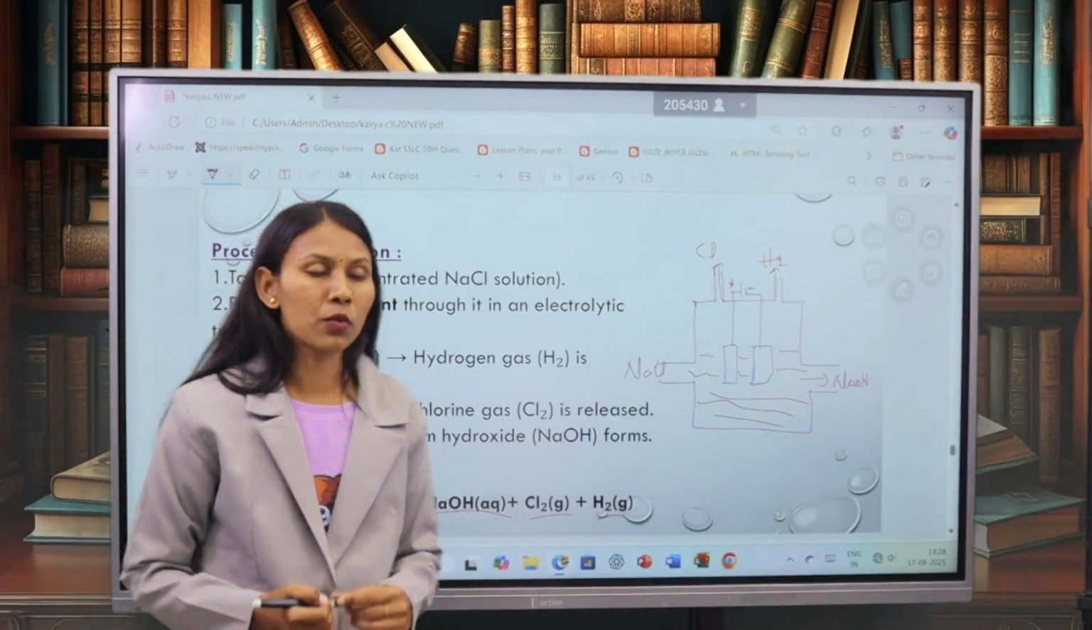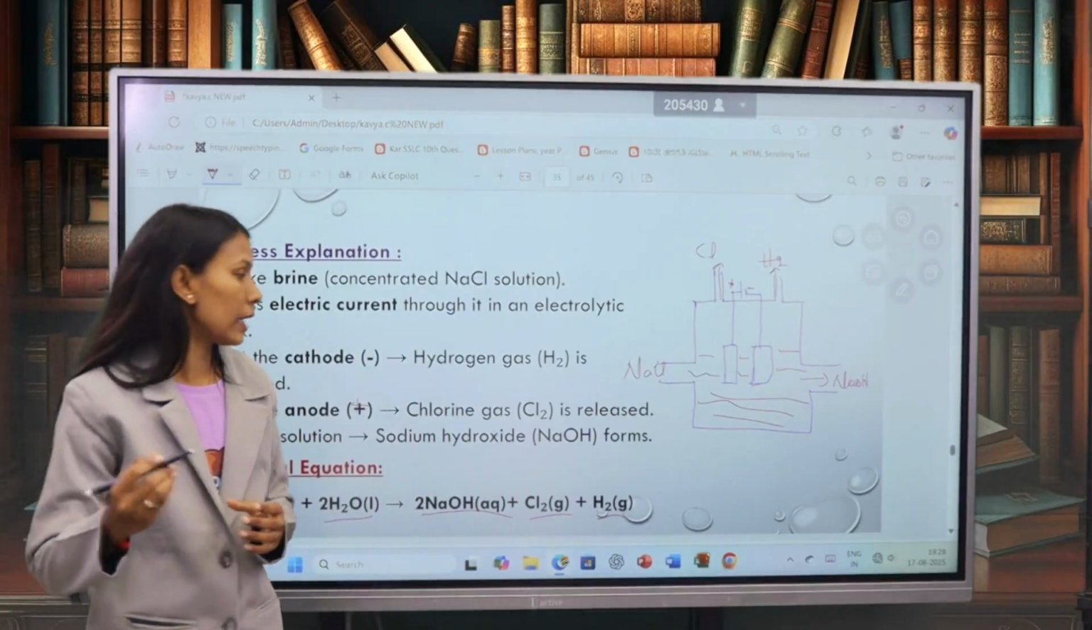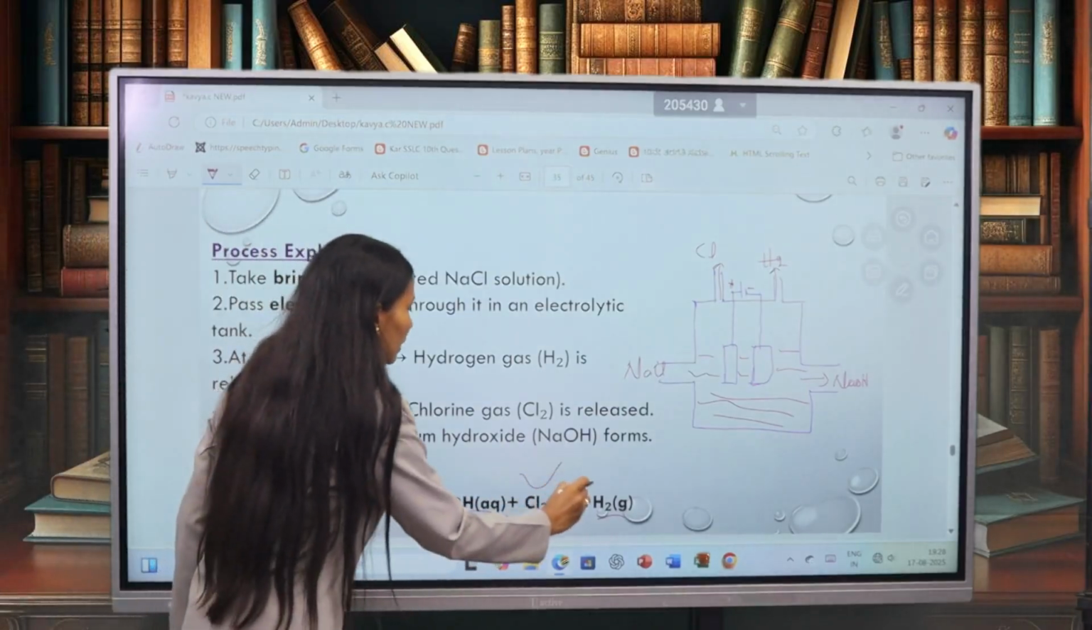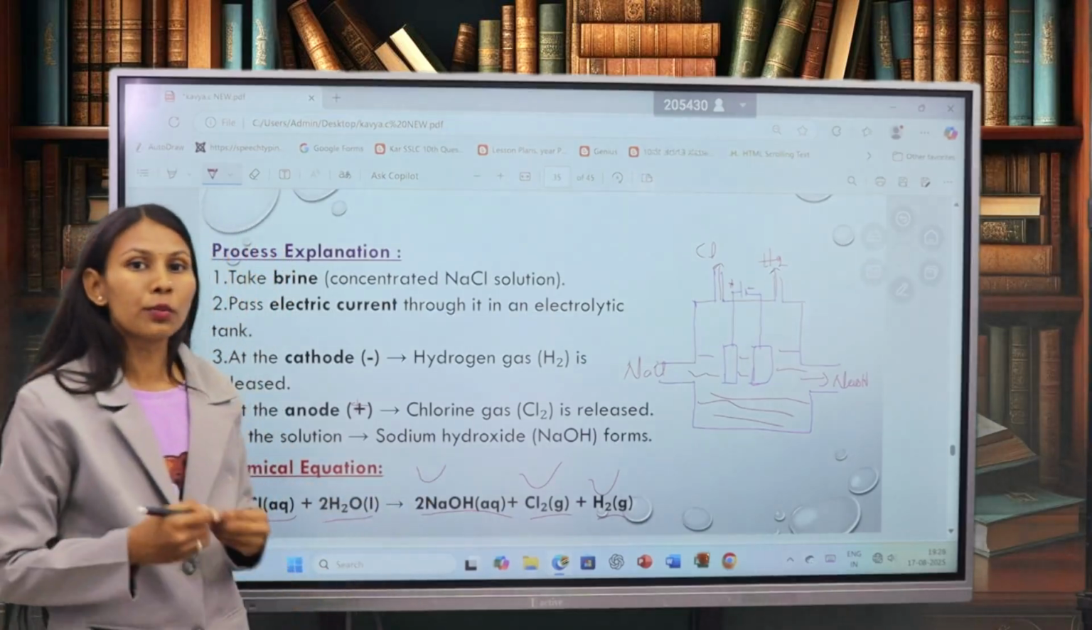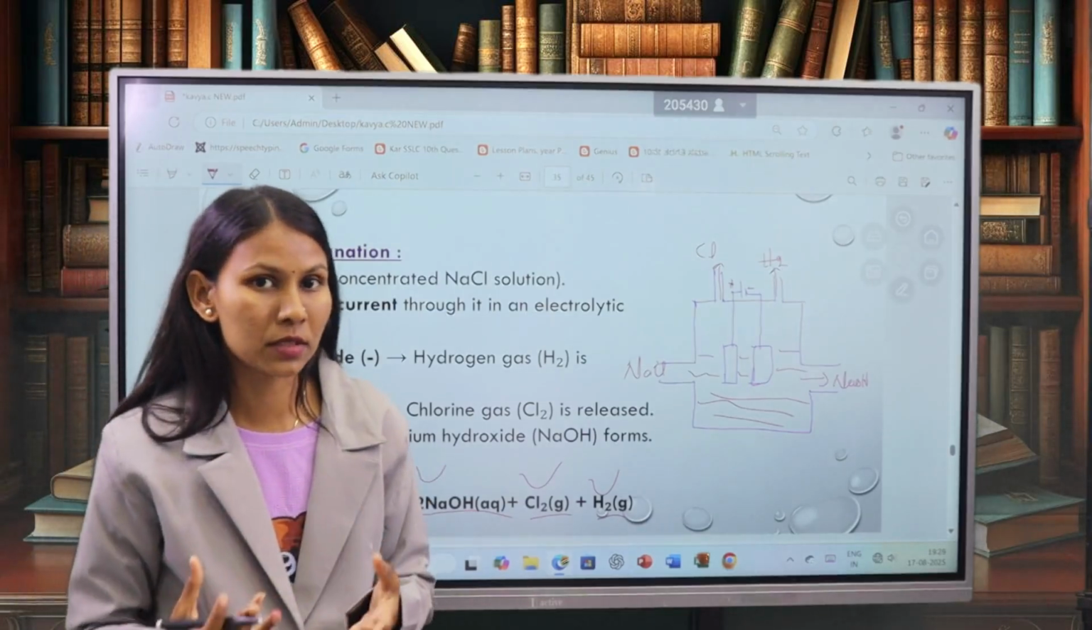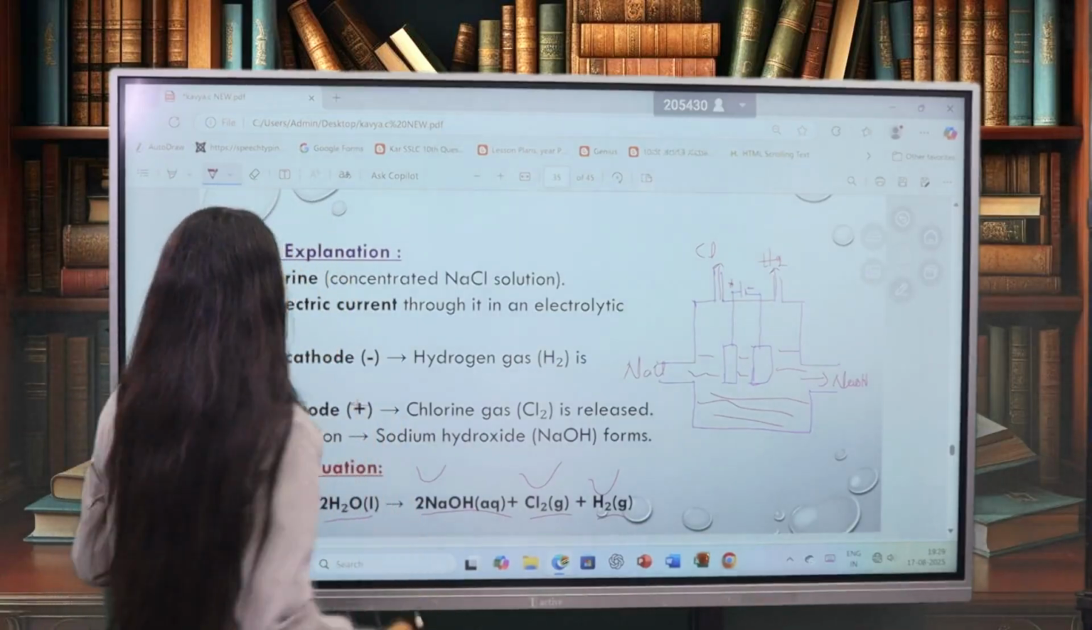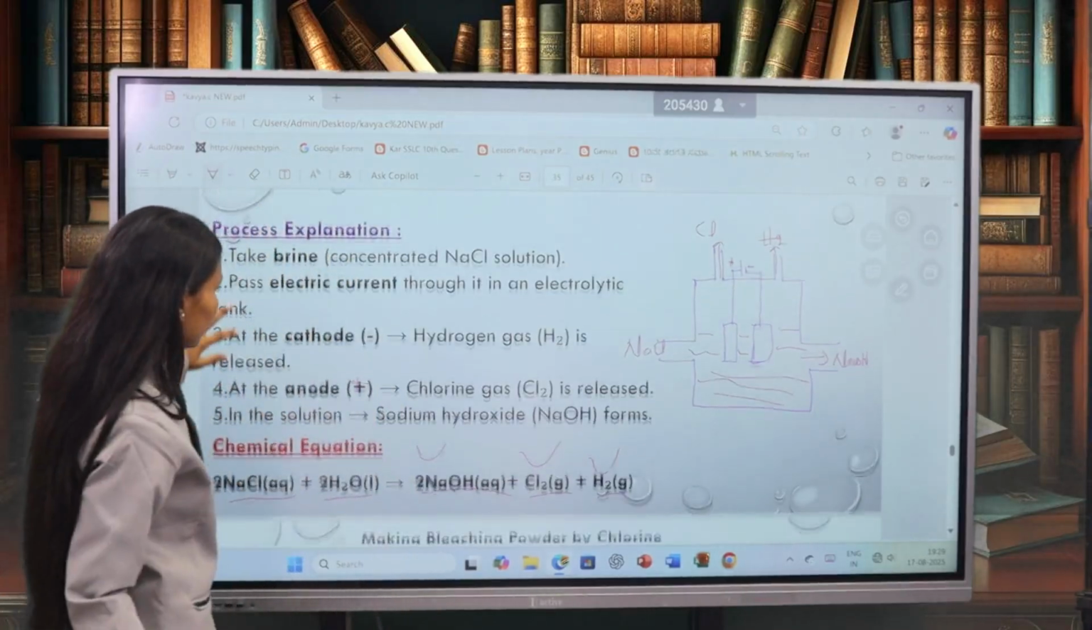Why are we doing this? The gases that are released, we use these gases as well as this product to make further different materials. So let's see them. Let's go to the next.